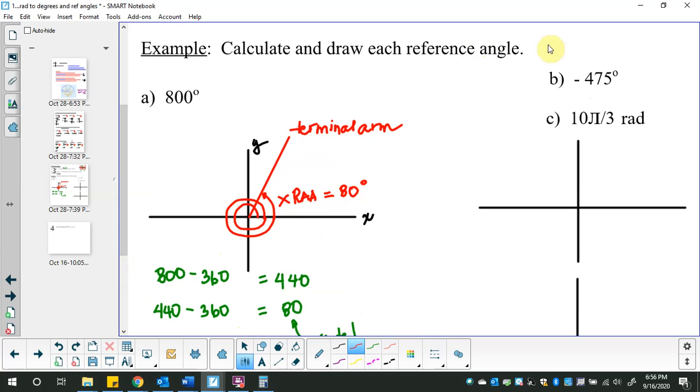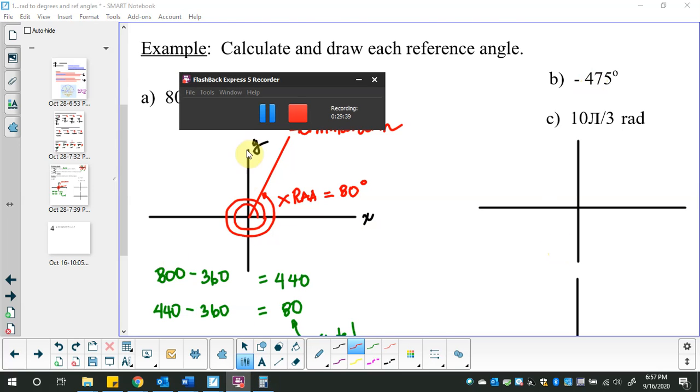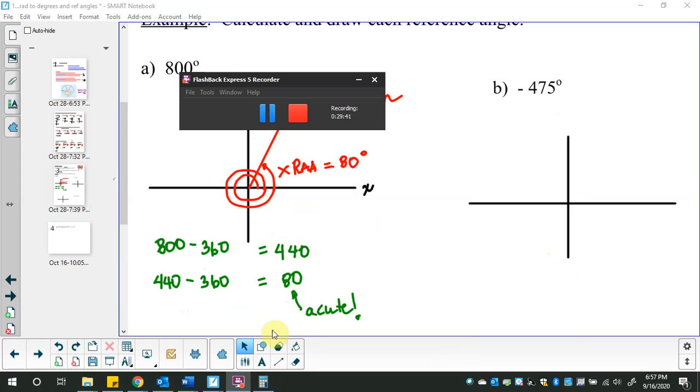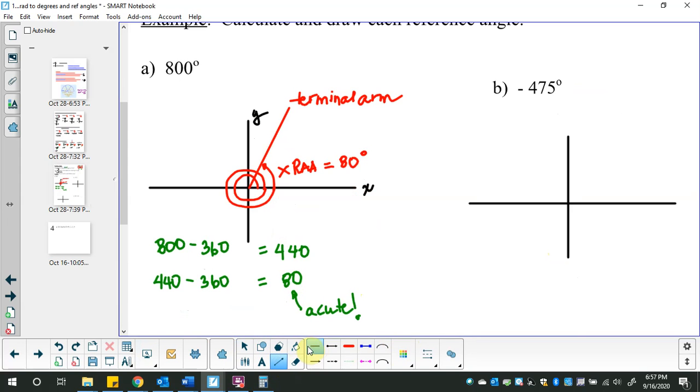So I'm going to move C out of the way, and I'm going to do negative 475 degrees in this spot right here. So give me a sec to set that up while I move stuff around. All right, all set up to go. So we have to figure out where to put our terminal arm. So can you figure out what quadrant to put it in? And I personally can't ballpark it. It's not something I'm really good at. Some of you might have that incredible skill, but I'm not sure where it is.